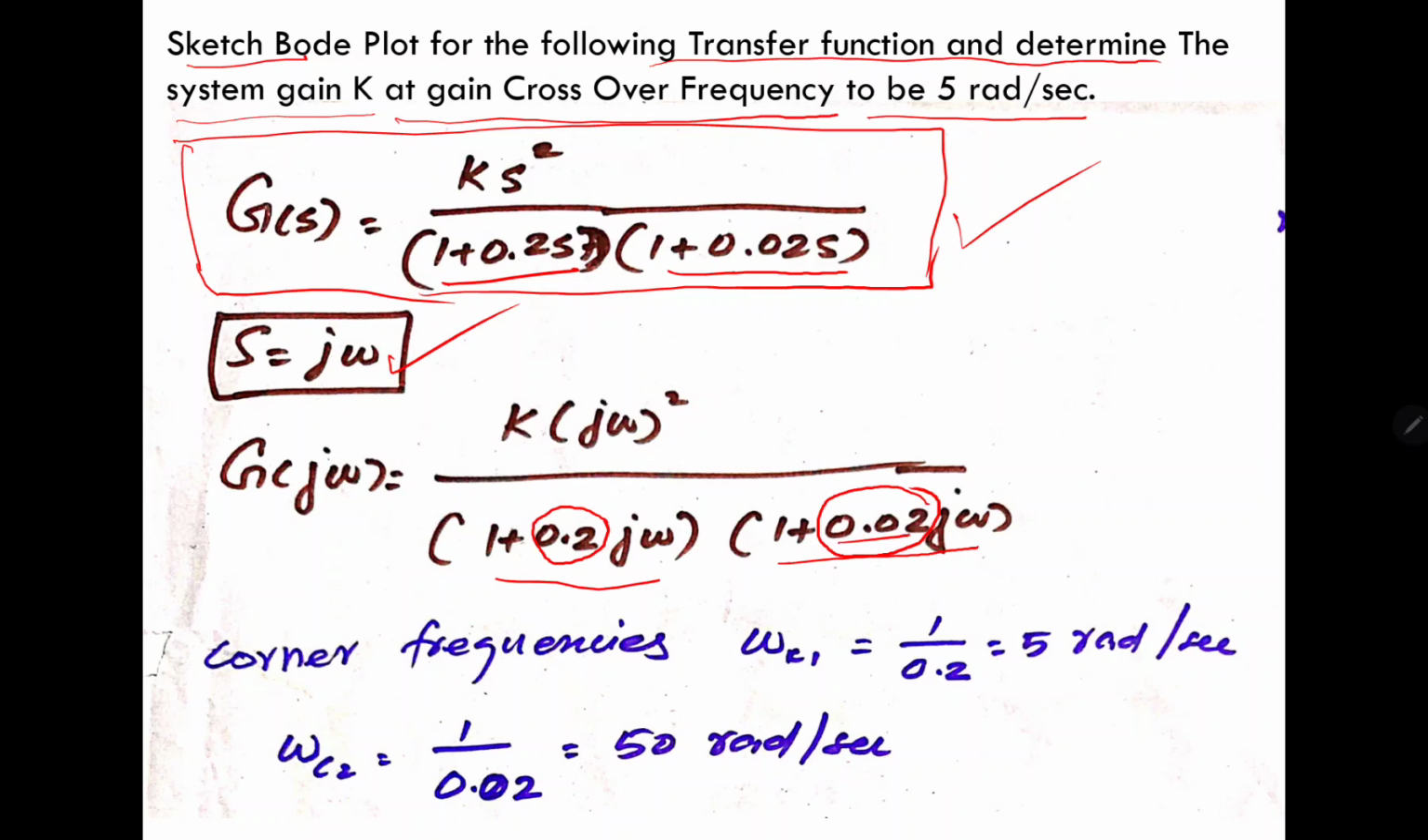The first corner frequency is the smallest frequency and the second corner frequency is the highest frequency. Here 0.2 gives the small frequency, that is omega c1 = 1 divided by 0.2 = 5 radians per second. The high frequency omega c2 = 1 by 0.02 = 50 radians per second. So 0.2 is related to the low frequency and 0.02 is related to the high frequency.